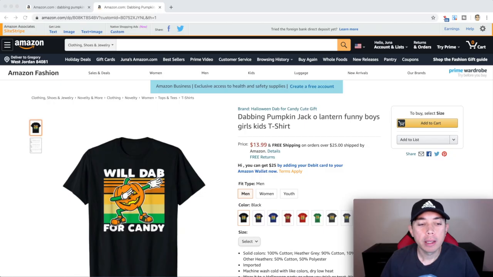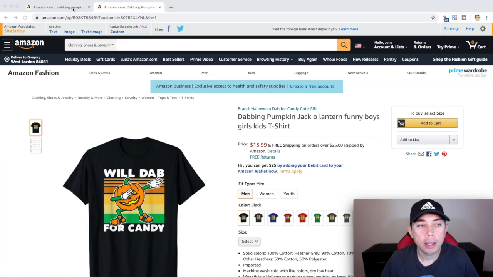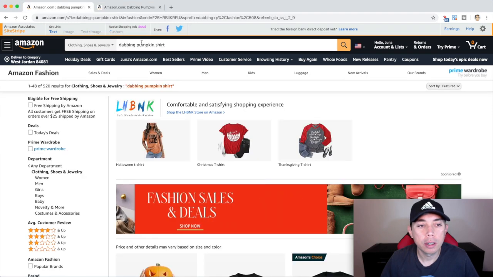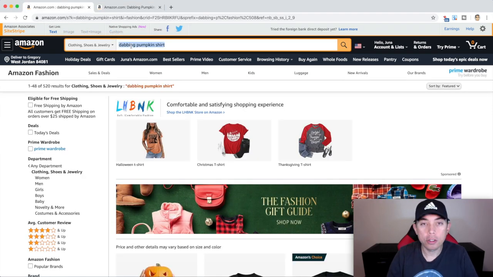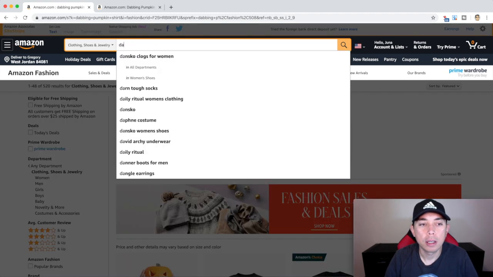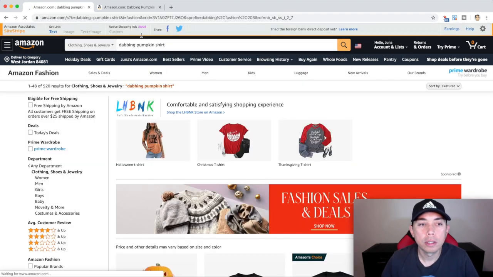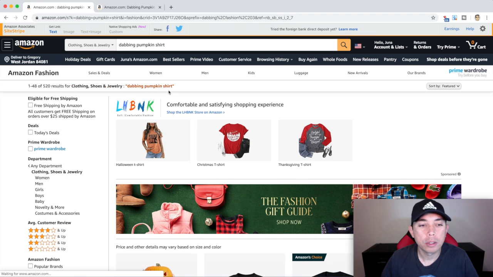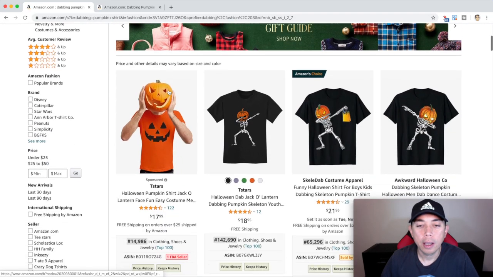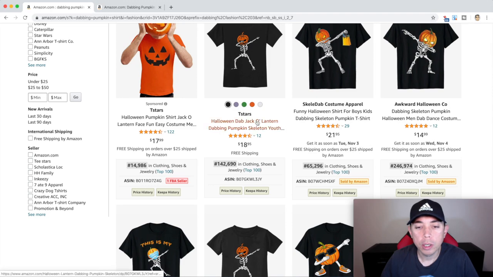So here's my dabbing pumpkin design that I showed you earlier. We'll dab for candy. So let's look at Amazon. I'm going to go here, type in dabbing pumpkin. First of all, you want to see if this is still trending, still completing on it. And so let's see, dabbing pumpkin shirt. So it's still completing in autocomplete, which is good. 520 results, that's kind of high. And you want to look at the competition. It's still doing really well.